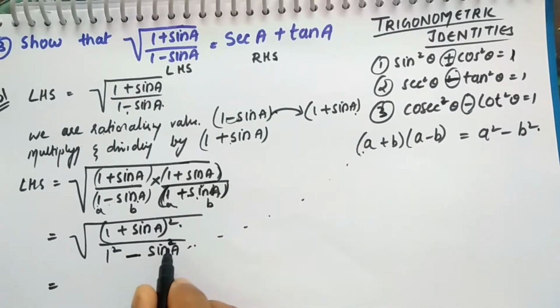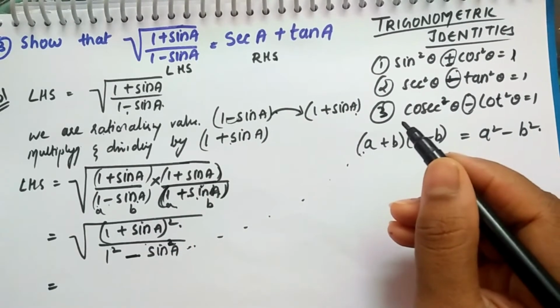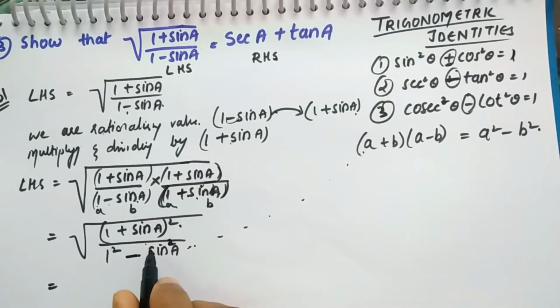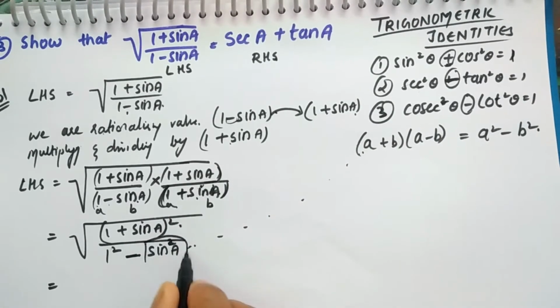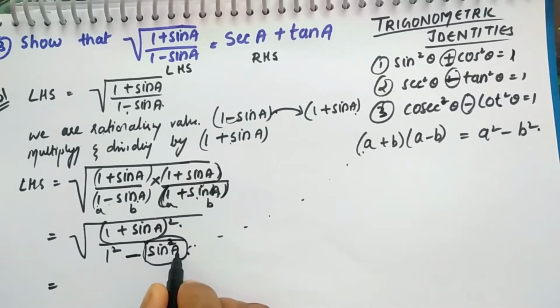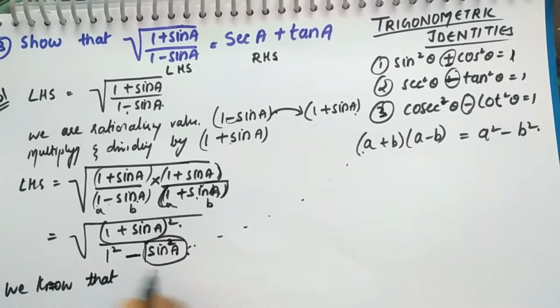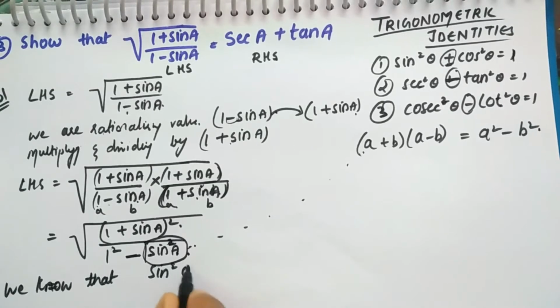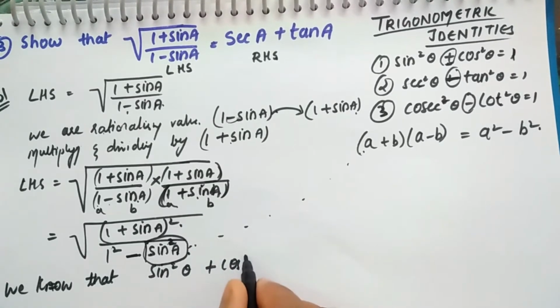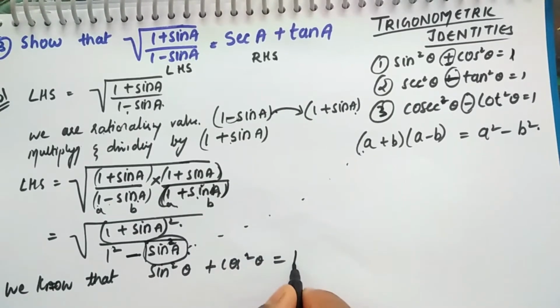Now, if we have to use a trigonometric identity, the best thing we can do is replace this sine square theta value. So we know that sine square theta plus cos square theta is equal to 1. We want the value of sine square theta.